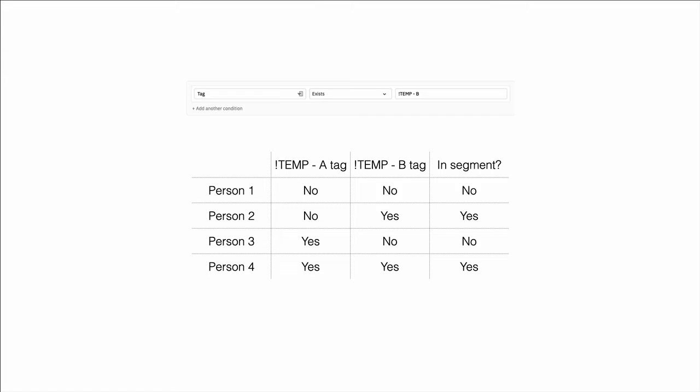Here's one where it's, does the temp B tag exist? And yes, two people again, except they're different. Person 2 has the temp B tag, person 4 does. Now it doesn't matter what else they have, it's do they have this specific tag?